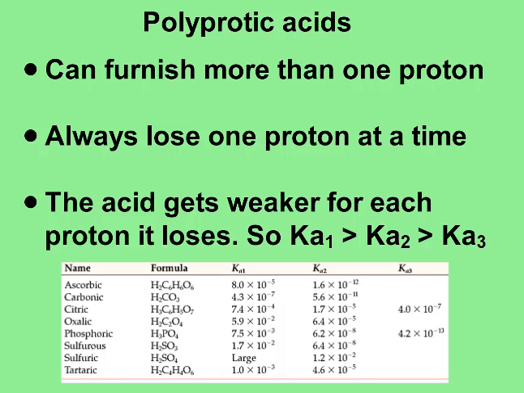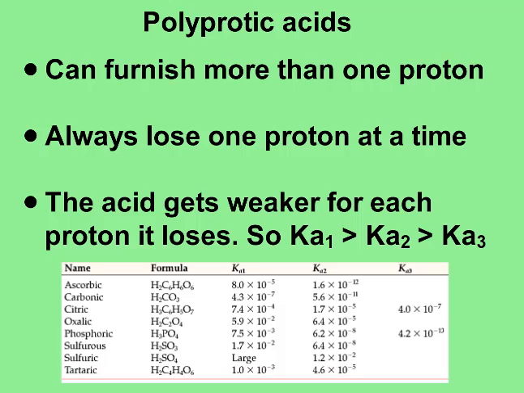A polyprotic acid can furnish more than one proton. A polyprotic acid will always lose one proton at a time, unlike bases which will lose all their hydroxides since they're ionic. The acid gets weaker for each proton it loses. So the Ka1 is always greater than Ka2, which is always greater than Ka3.